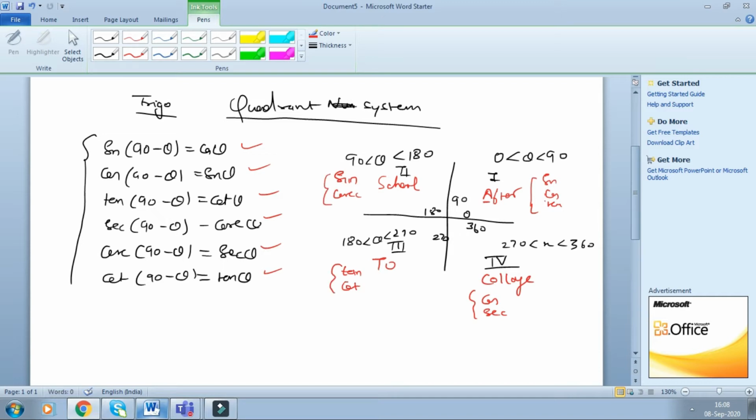Another very important tip that you have to learn is that in case of 180 and 360, there is no change. You just have to learn this. In case of 180 and 360, there is no change, and in case of 90 and 270, there is a change. Now what it exactly means, I will tell you.